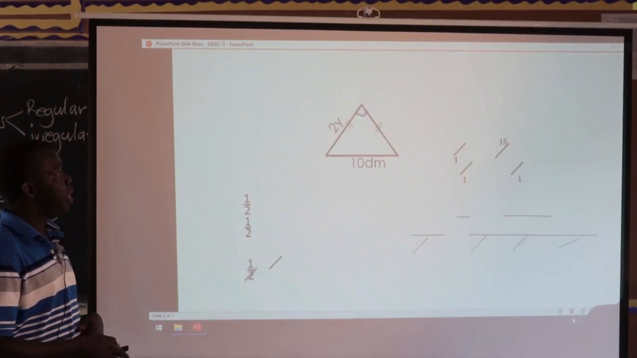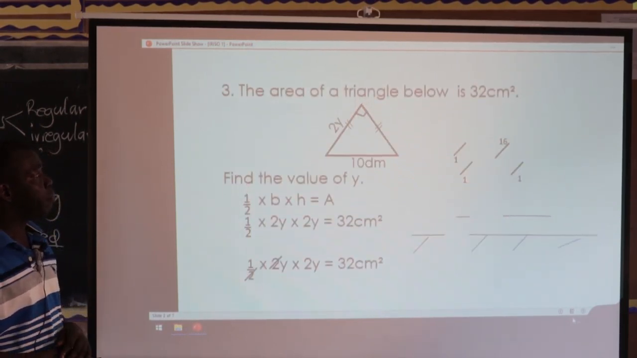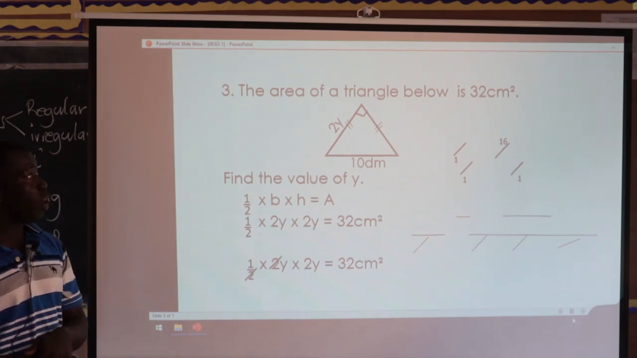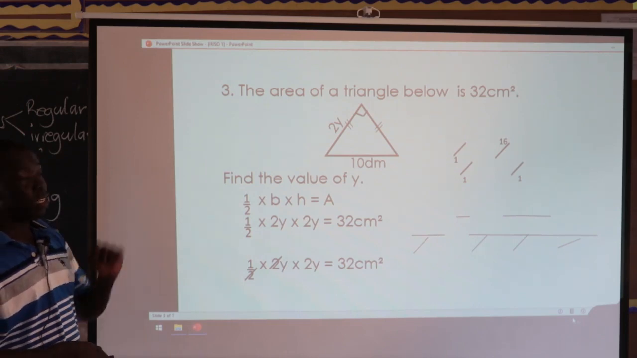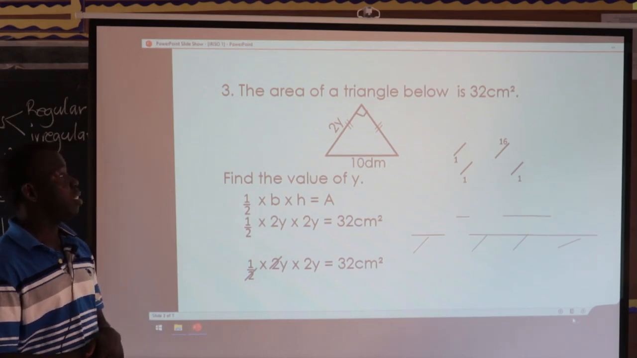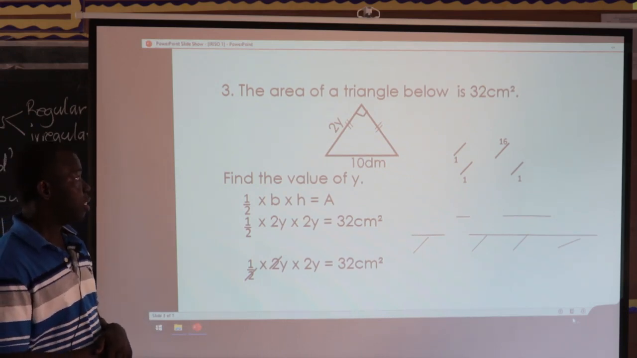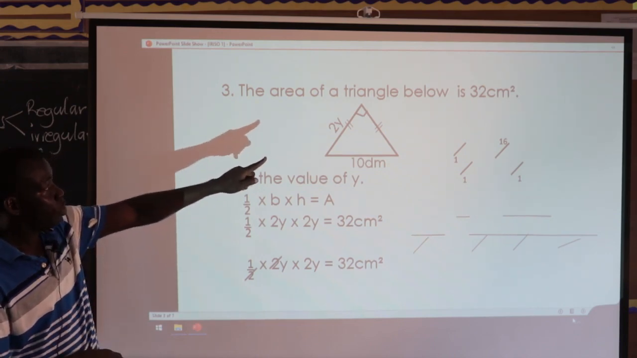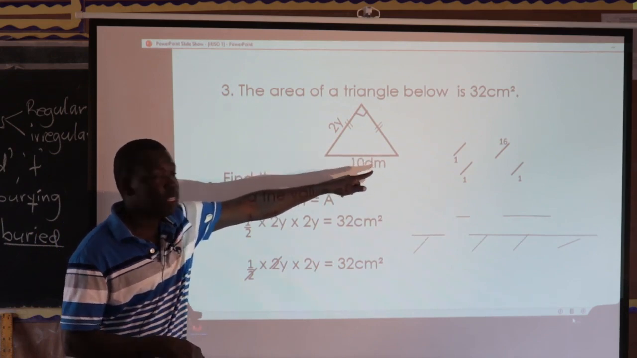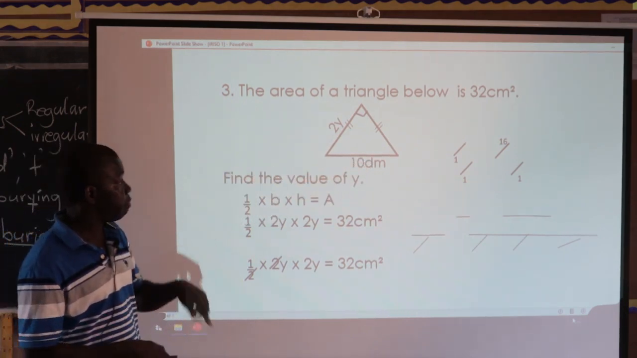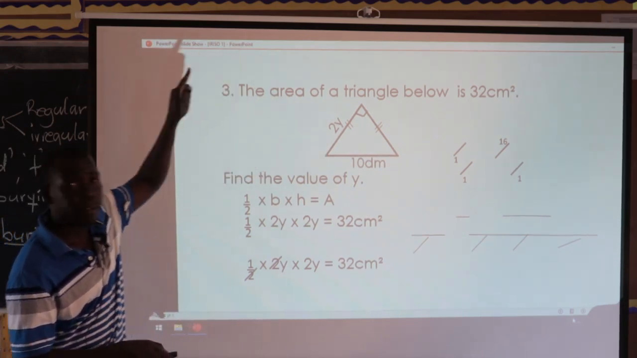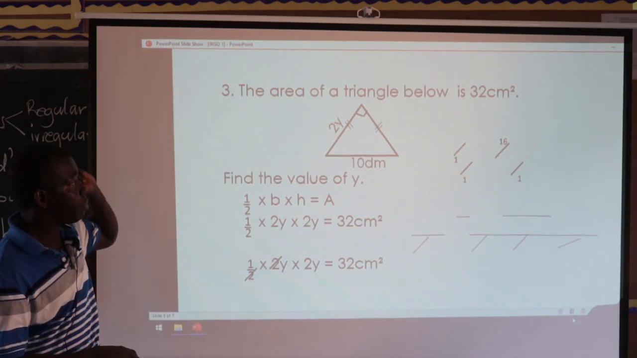Let's go to the next one, our third example. The question is, the area of a triangle below is 32 square centimeters. That is our triangle. The area is 32 square centimeters. I'm already seeing a problem. I think I didn't check on the units. So units are supposed to be the same. We shall make this 10 decimeters also to be centimeters. Sorry for that.